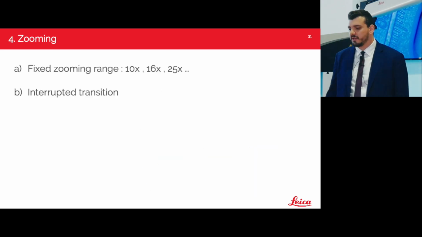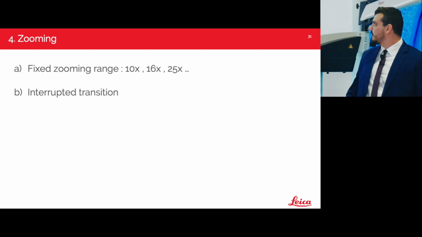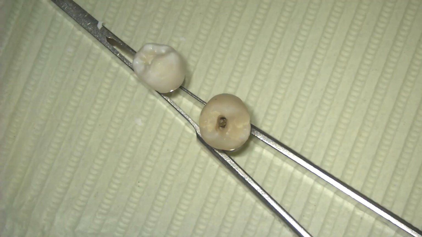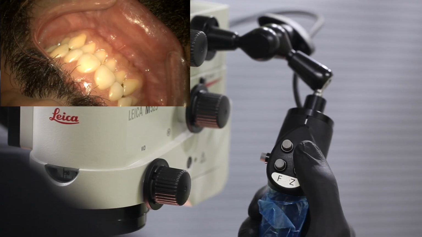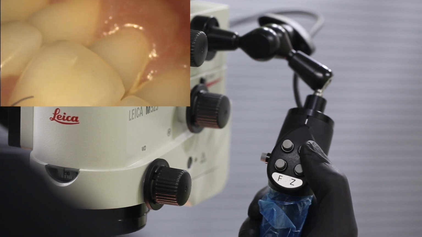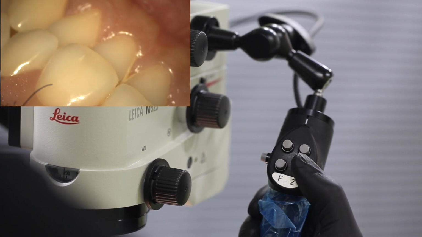The fourth complexity is the zooming. Usually the microscope has fixed zooming ranges, especially when you are moving from one X to another. And this interrupted transition between the zooming makes you lose focus, attention and control. So you will lose time and attention, and that will, in the end, affect your prognosis. But with the Leica M525, you can see how easily you can zoom in continuously without an interruption, so you can focus in and out easily without any difficulties.